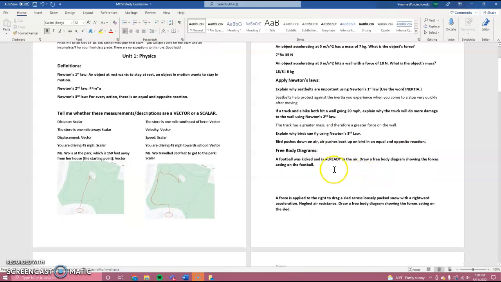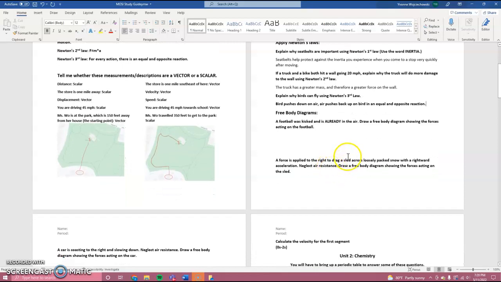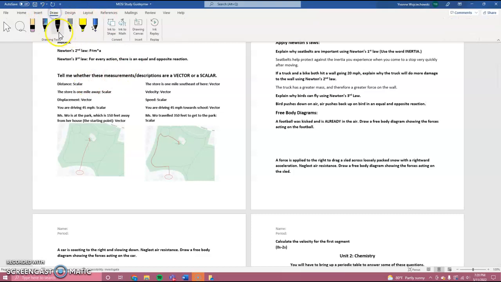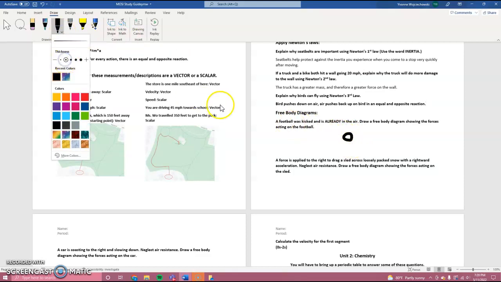Okay, a football was kicked and is already in the air. Draw a free body diagram that shows the forces acting on the football. So I'm going to use the draw tool real quick. I'm going to just draw a circle for the ball. Bear with me. So there's the ball. I've got to make this a little less thick. So it's already been kicked. There isn't an applied force on it currently. There was an applied force, but it's not like someone's continuously pushing it. They kicked it and now they're not acting on it anymore. So there is no applied force.